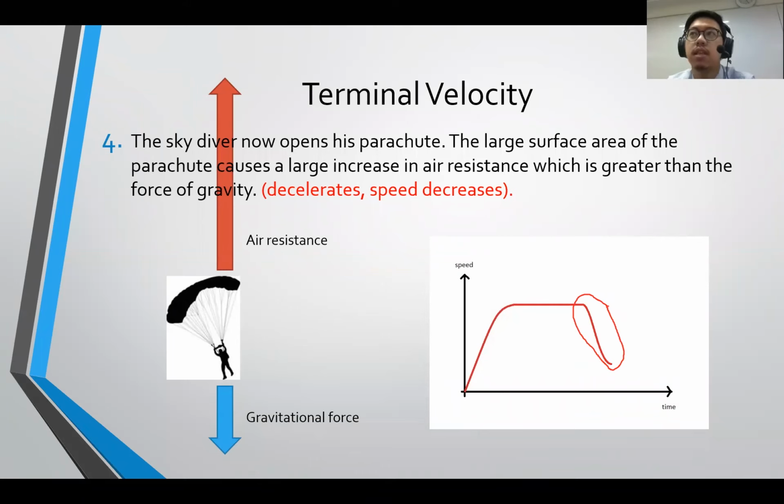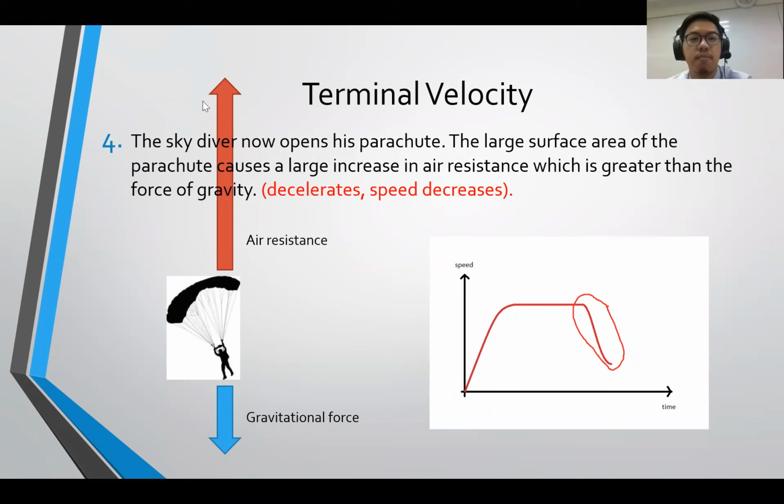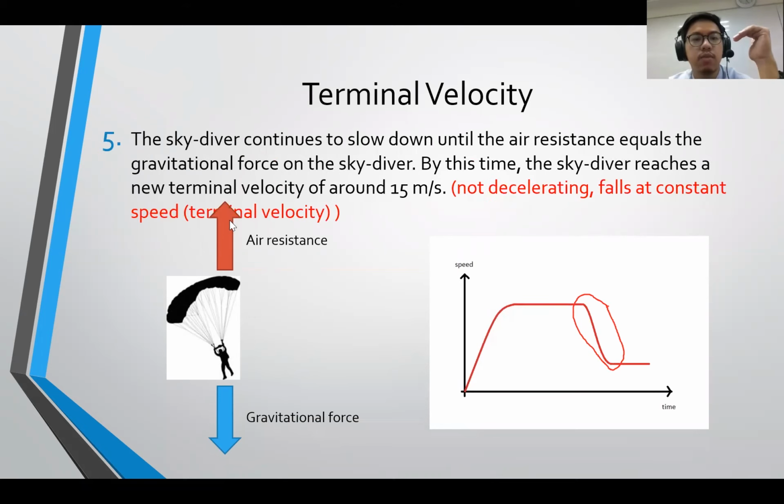So your air resistance will also decrease. Eventually your air resistance will change from big, and as you get slower and slower, your air resistance will become smaller and smaller. And at a certain point, again, your air resistance will be equal to your gravitational force. And when this happens, you will reach terminal velocity again.